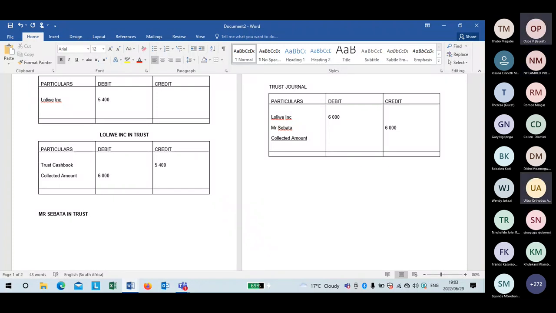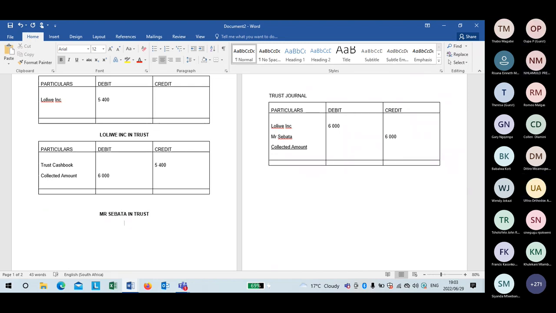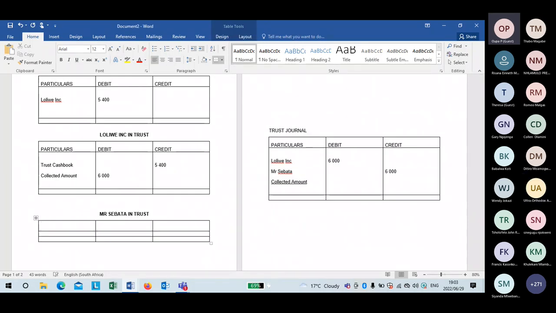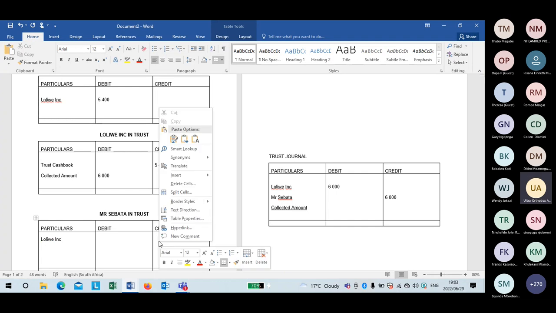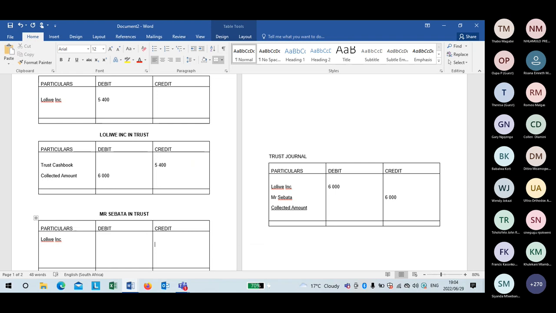Open Mr. Sebata's trust. And what do you do there? We are going to credit Mr. Sebata. Right. So we open an account for Mr. Sebata in trust. And it will have all the columns for particulars, debit and credit. And below particulars, we will write Lollyway Inc. Do we debit or do we credit? Credit. How much? 6,000.